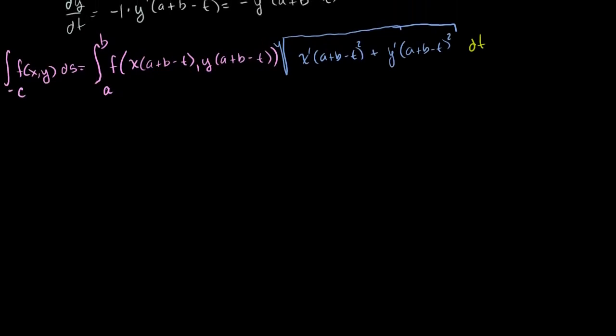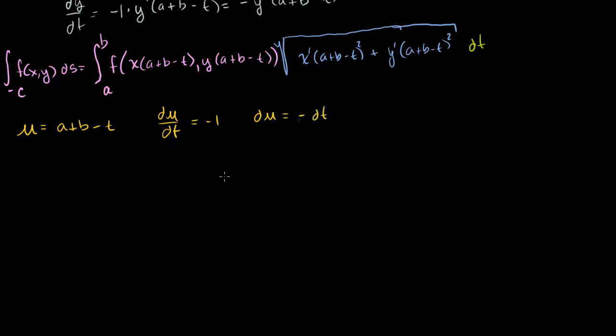Let's let u equal a plus b minus t. So first we're going to have to figure out the boundaries of our integral. Well, actually, let's just figure out what's du. So du dt, the derivative of u with respect to t, is just going to be equal to minus 1. Or we could say that du, if we multiply both sides by the differential dt, is equal to minus dt.